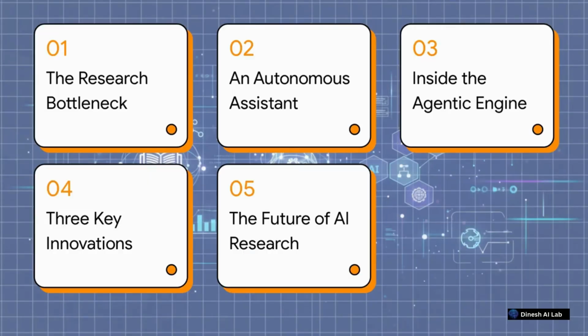So here's our game plan. We'll start with the big problem this whole thing is trying to solve. Then we'll look at the autonomous approach it takes. We'll pop the hood and see how its agentic engine works, spotlight 3 key innovations that really make it special, and then we'll wrap up by looking at what's next.